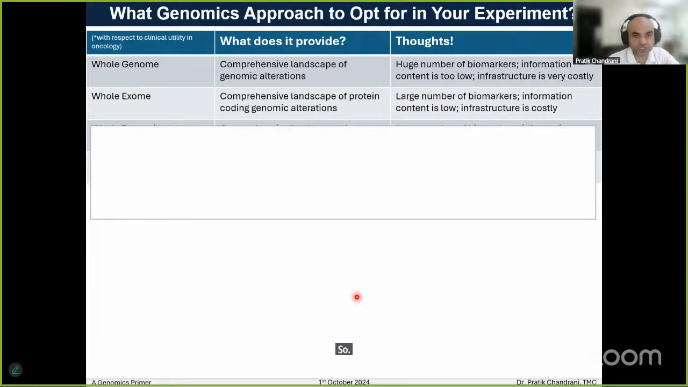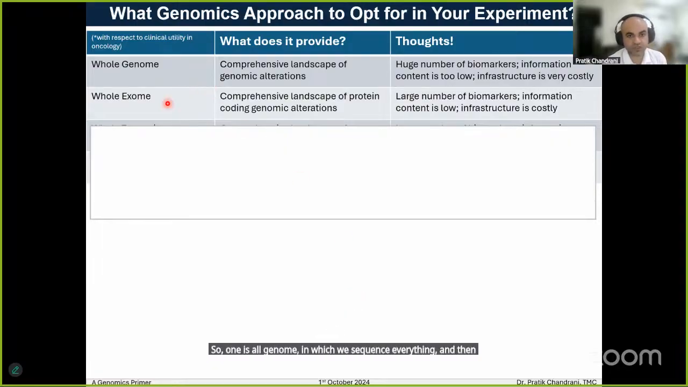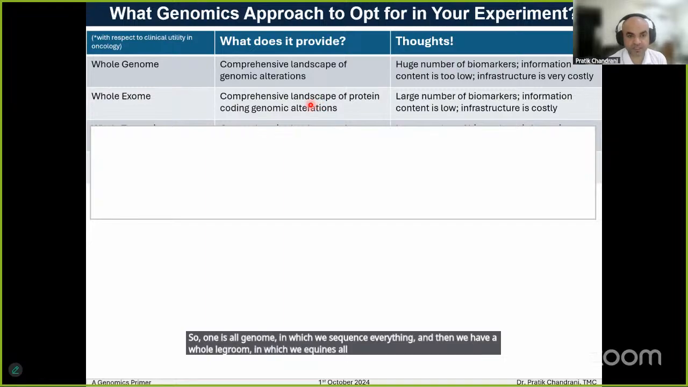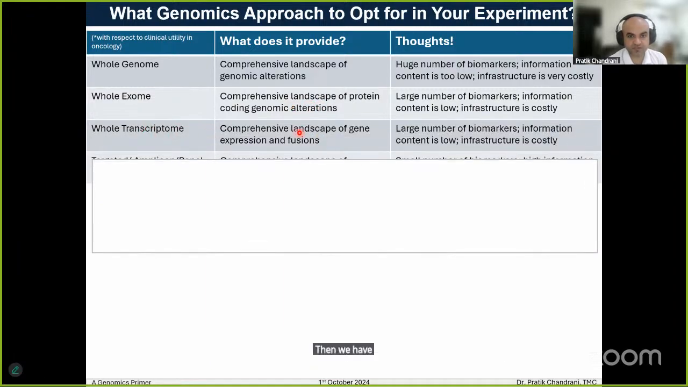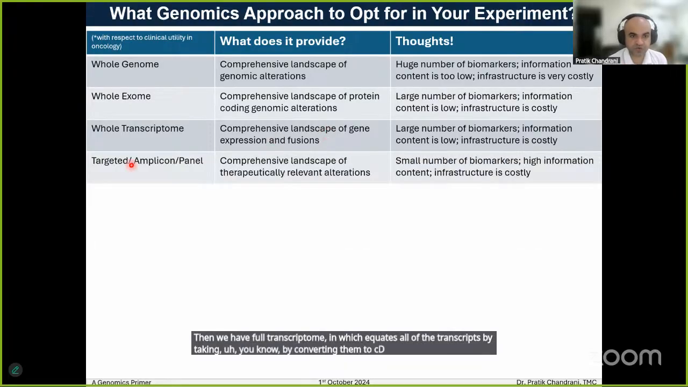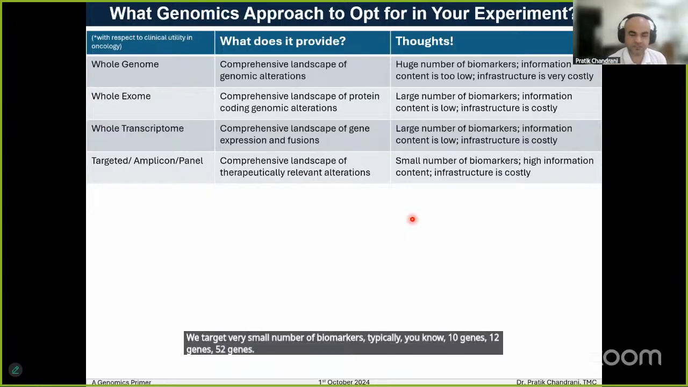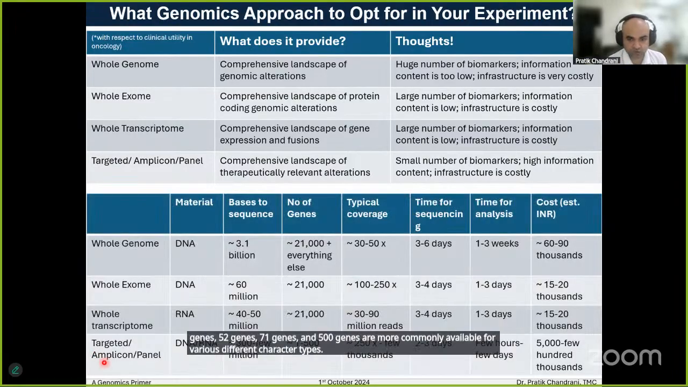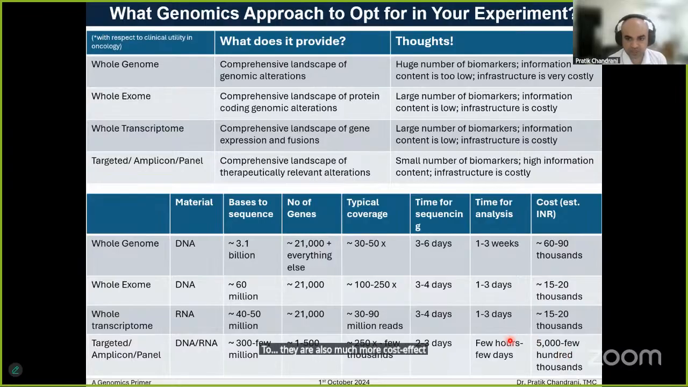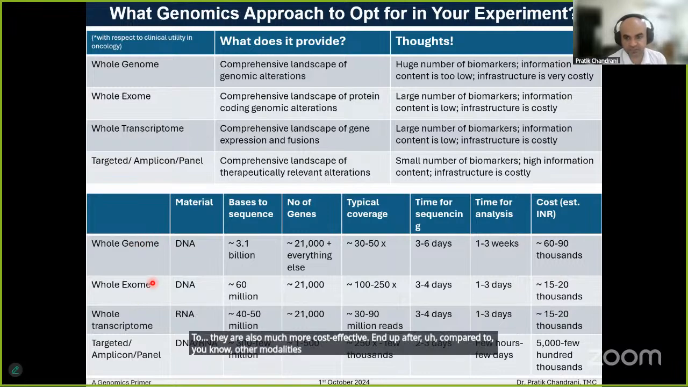One is whole genome, in which we sequence everything, and then we have whole exome, in which we sequence all of the coding DNA. Then we have whole transcriptome, in which we sequence all of the transcripts by converting them to cDNA. And then we have targeted, amplicon or panel sequencing, in which we target a very small number of biomarkers, typically 10 genes, 12 genes, 52 genes, 71 genes, and 500 genes are most commonly available for various different cancer types. They are also much more cost effective and faster compared to other modalities of sequencing.